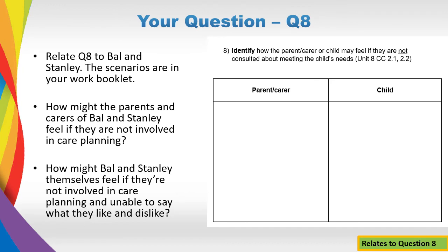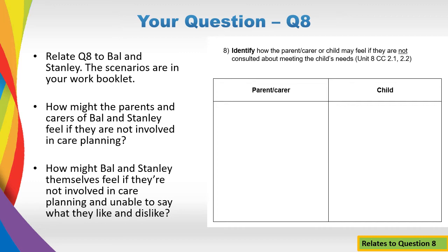So we're now going to look at question number 8 in your workbook. It's asking you to identify how the parent or carer or the child may feel if they are not consulted about meeting the child's needs. So relate question 8 to the 2 scenarios that we've looked at previously. Look at Bal and Stanley. They're in your workbooks and they're on the slide.